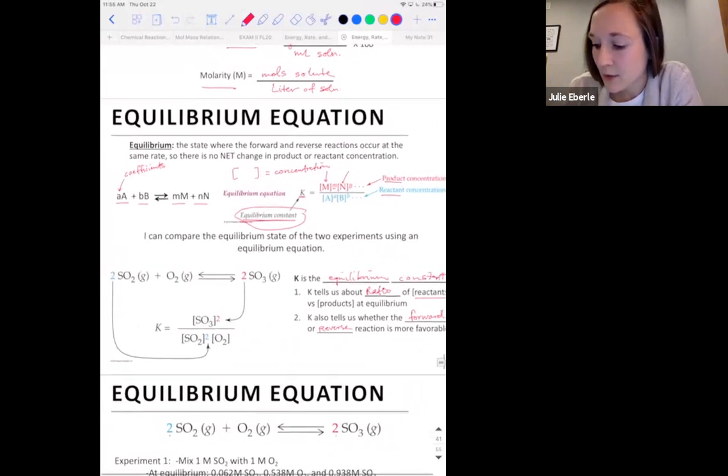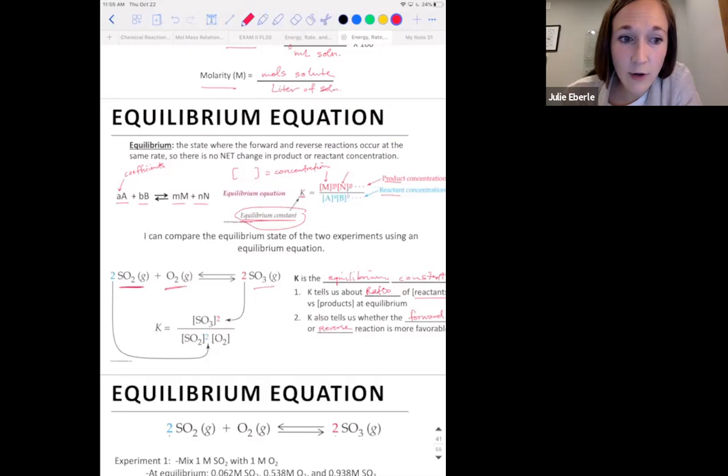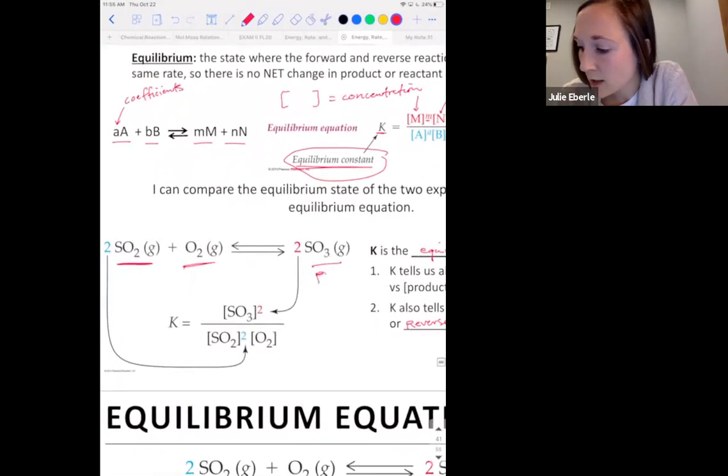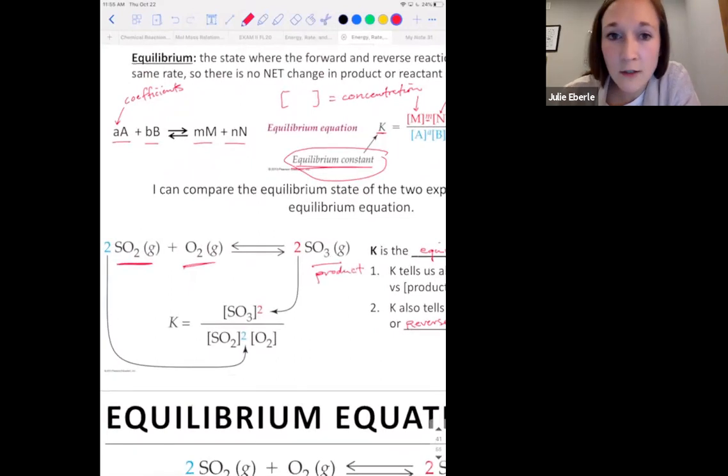So here's an example. Let's say I have some reaction with actual chemical formulas and compounds now. SO2, it's a gas, plus O2, it's another gas, and we make SO3, it's also a gas. And it's balanced. We have our coefficients in there. We're going to take the concentration of SO3 because that is the product. Remember, products go on top.